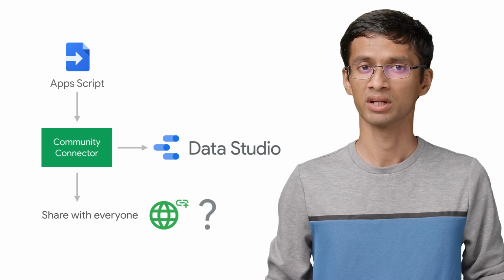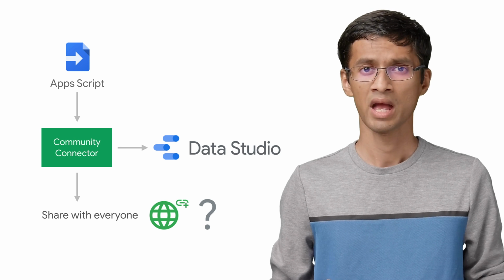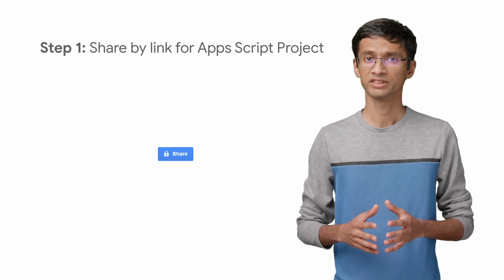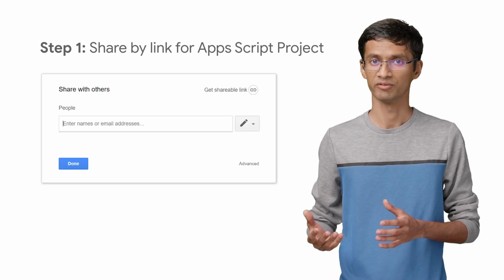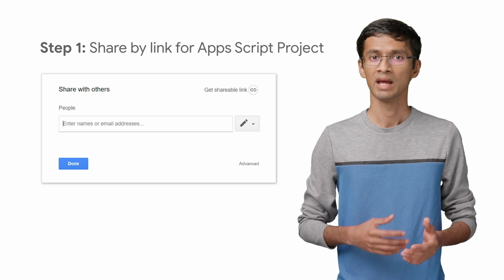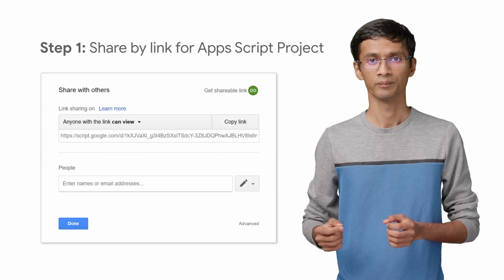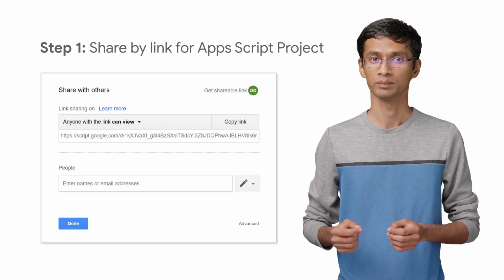But what if you want to share the connector with everyone? You found your Google Fit connector to be very helpful, and you think others can also benefit from it. For that, the first step would be to share your AppScript project by link. Head over to the AppScript environment, open your project, hit the share button on the top right, and click on Get Shareable Link. Make sure that the option Anyone with the link can view is visible.